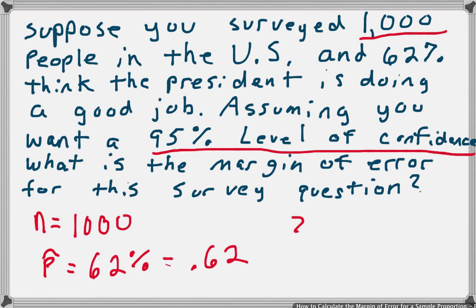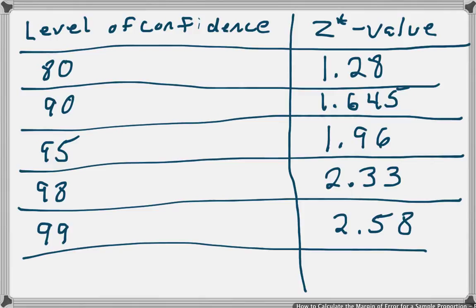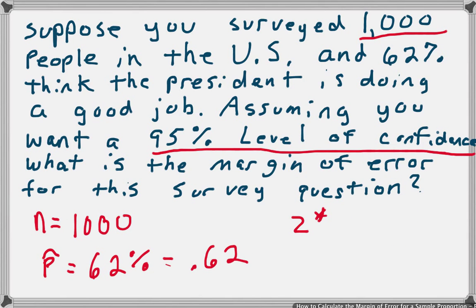So if we're looking for Z critical, you need to take a look at a chart. I took the liberty of writing down these values here. So we're wanting a 95% level of confidence, and our Z critical value is going to be 1.96. So that's what we're going to plug into the formula here in just a second. We'll make sure everything looks good. We're going to put 1.96 here.